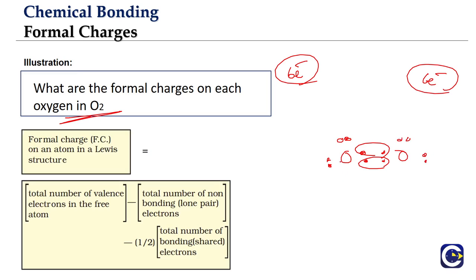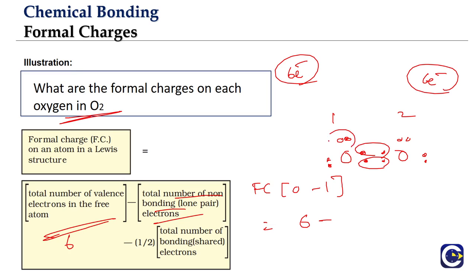Now we have to calculate. So here also we can number them as 1 and 2. Of course, they both are identical, isn't it? So look at oxygen 1, we will try to calculate the formal charge. What is the number of valence electrons in free state for oxygen 1? 6 minus number of non-bonding electrons. Non-bonding electrons are what? Here 2, here 2. Totally 4, minus half the times number of bonding electrons.